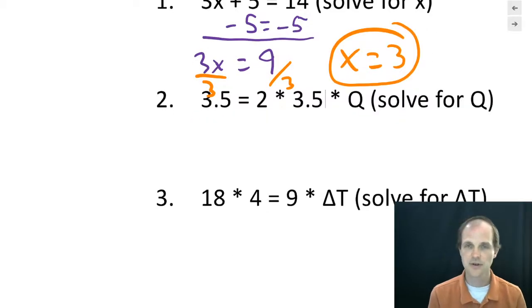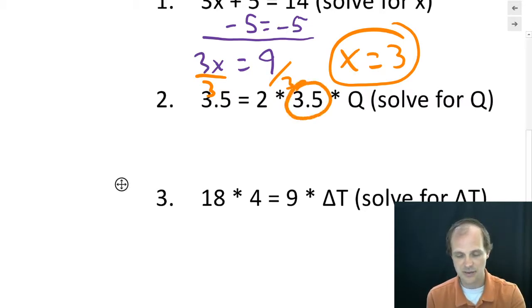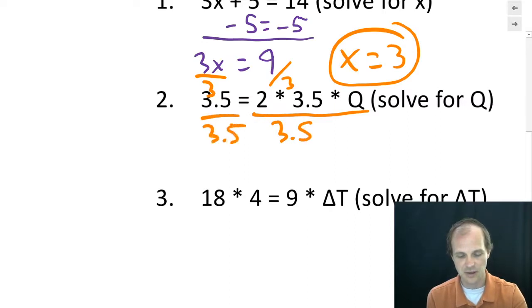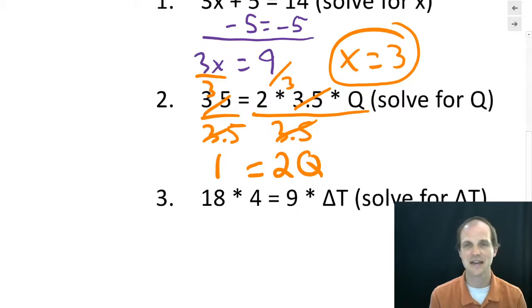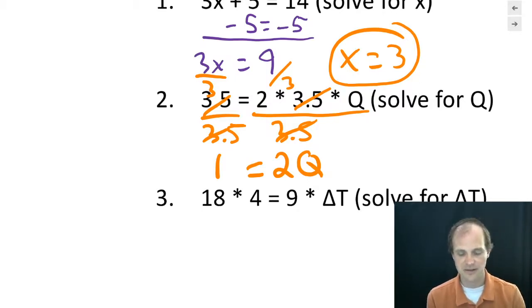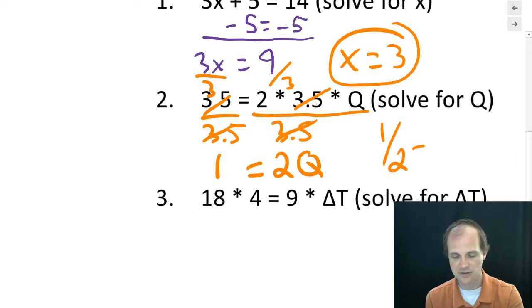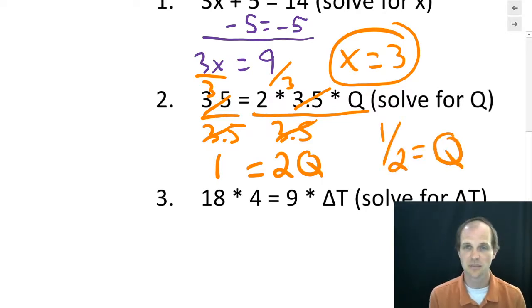The next one, there's a few different ways of doing this. You can multiply out the 2 and the 3.5, and that's just fine. You get 7, and then you solve it that way. But one of the things I notice is there's a 3.5 on the right, and there's a 3.5 on the left. So what I'm actually going to do first is I'm going to divide both sides just by 3.5. You don't have to do it this way, but you end up with something that looks like that. 3.5 over 3.5 is 1 is equal to 2q. And now I can do that with a calculator without having to figure out fractions and things like that, because I took those out in my first step. And so I divide both sides by 2, and I get 1 over 2 is equal to q, 0.5 or 1/2.